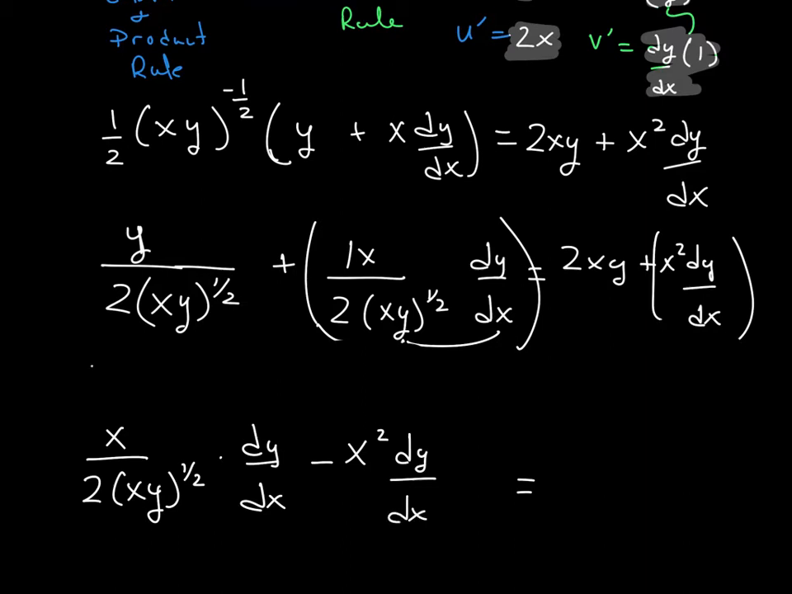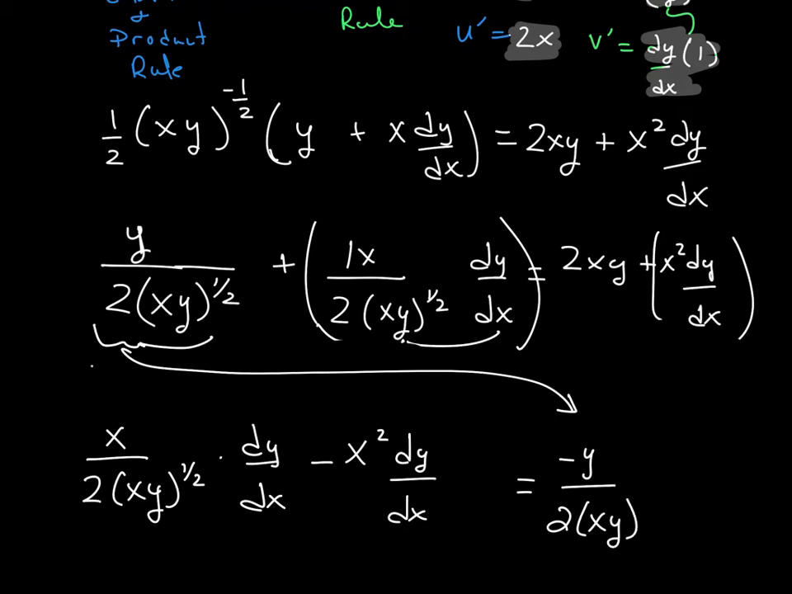Now, the next term I need to fix is this first term on the left-hand side. It needs to move over. I do that by subtracting it from both sides. So that's going to be negative y over 2xy to the 1/2 power. And finally, I'm going to take the 2xy and just bring that down, so that becomes 2 plus 2xy.